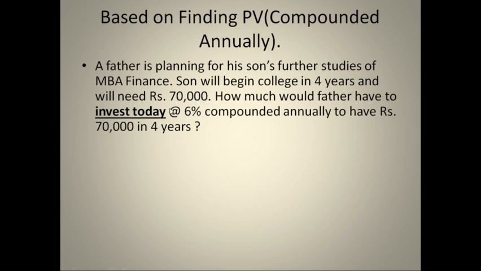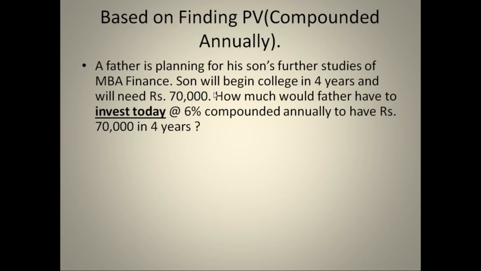So this is the amount that a son is going to need in future after 4 years. So the value of n is 4 years. What is n? Period, that is number of years, which is nothing but 4. And the amount that he is going to require in future is 70,000. So this is the future value. We got the value of n, we also get the value of FV.